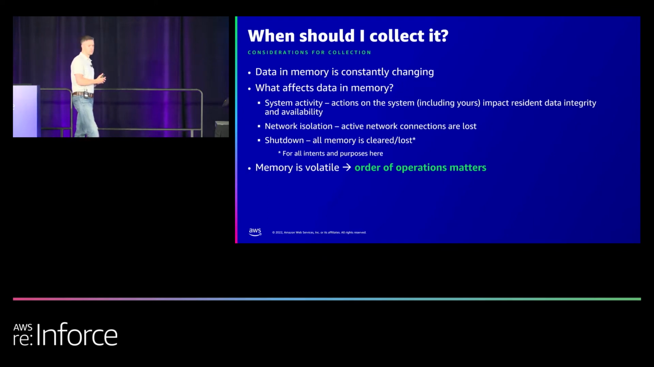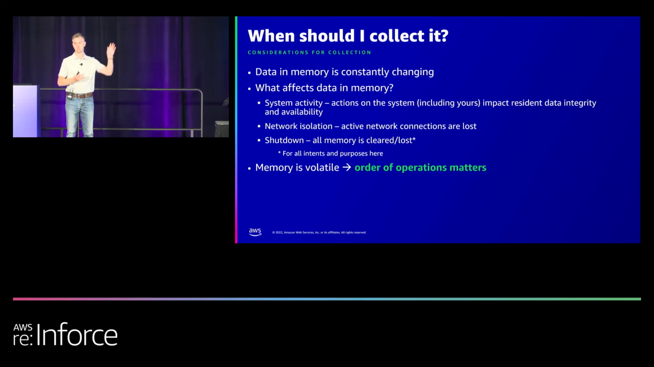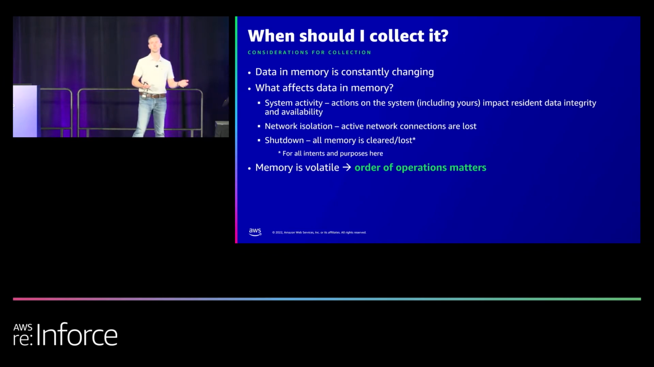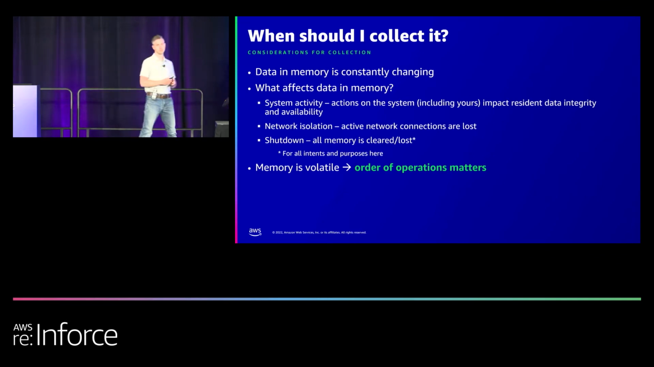Also, network isolation. How many of you have a process for responding to possibly compromised EC2 instances? All right. And how many of you have isolation or quarantining or containment as part of your processes? Okay. How many folks contain or isolate before they collect an EBS snapshot or memory?